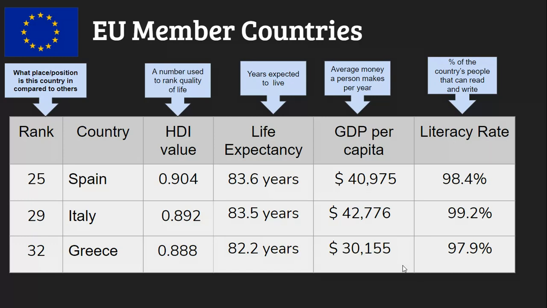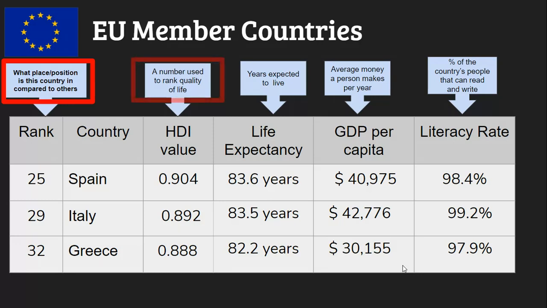There are a couple of things that you might not be familiar with on the chart that you will be looking at today. The first one is the rank. The rank means what place or position is the country compared to other countries. You want to be at the top, so you want to be ranked number one. You do not want to be at the bottom and ranked number 200, for example.